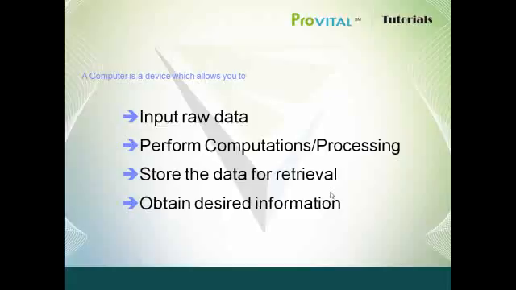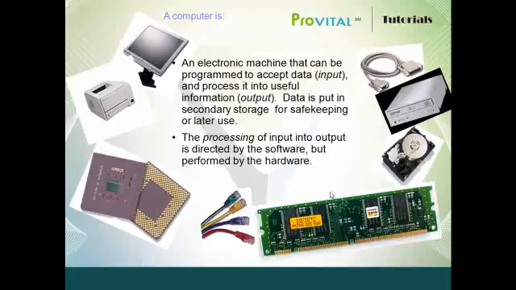A computer is a device which allows you to input raw data, perform computation and processing, store the data for retrieval, and obtain desired information. A computer is an electronic machine that can be programmed to accept the data input and process it into useful information output. Data is put in the secondary storage for safekeeping for later use. The processing of input into output is directed by the software but performed by the hardware.